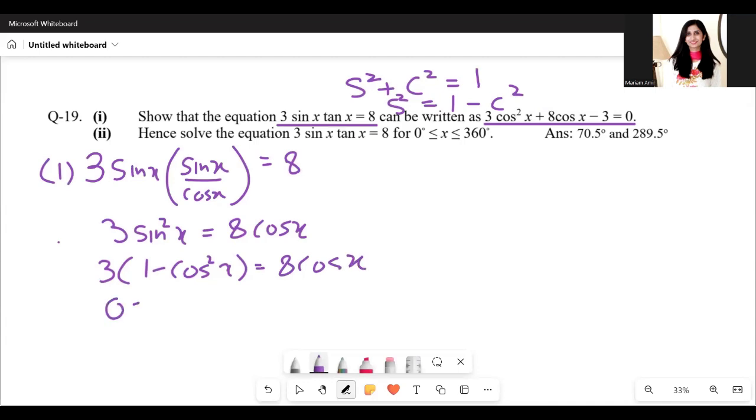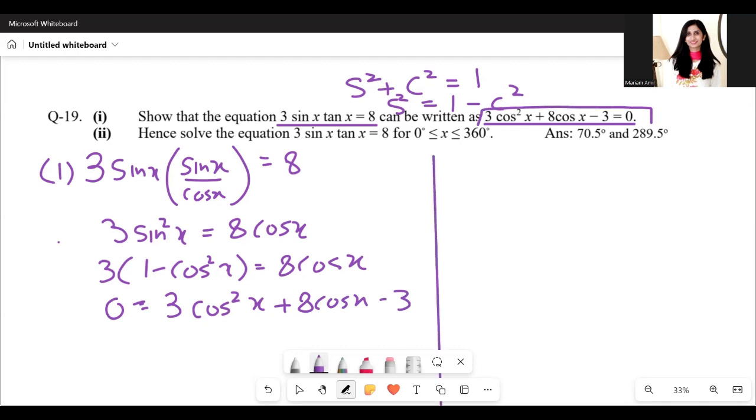Now I'm going to rearrange it, move everything to the same side. We'll first get minus cos² x goes to the other side, becomes 3 cos² x. And then 8 cos x was already here. And then plus 3 comes here, becomes minus 3. So we got this equation.